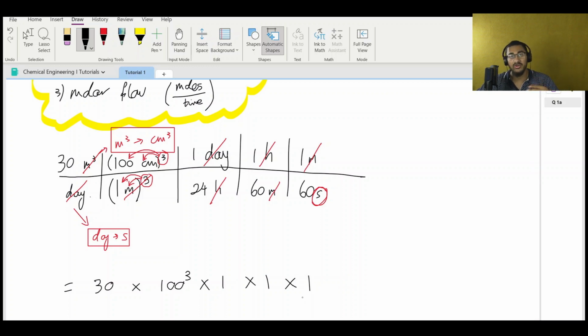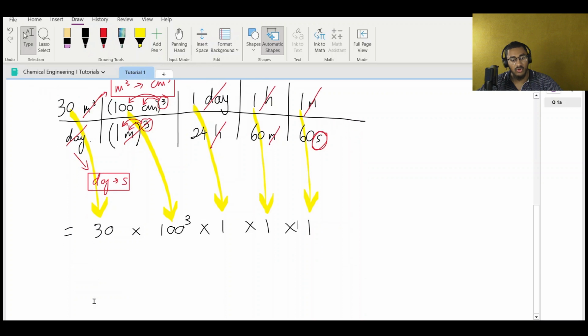But I'm doing this with you because it's one of the first conversions you do, and I want you to feel comfortable with it. And to make it even more clear, I'm going to show you with an arrow where each of the numbers comes from. So the 30 comes from here, 100 cubed comes from here, 1 comes from here, the other one is coming from there, and the last one comes from here. Fine? Okay. Now I can draw my line.